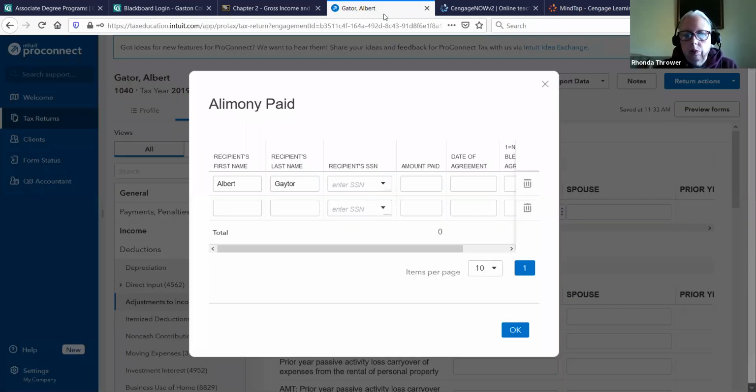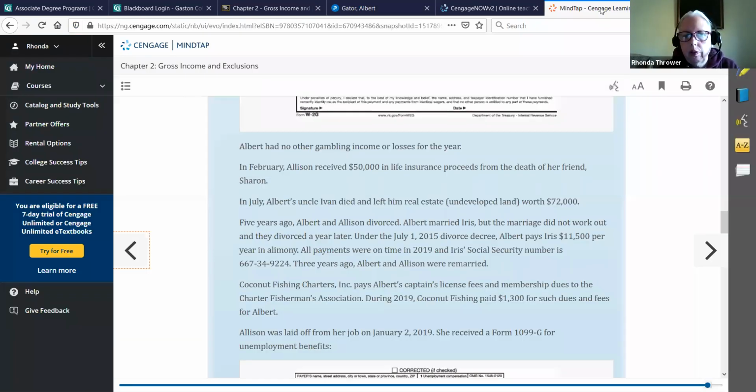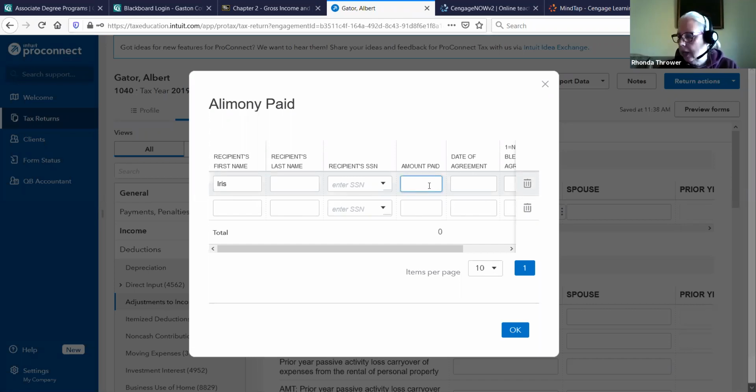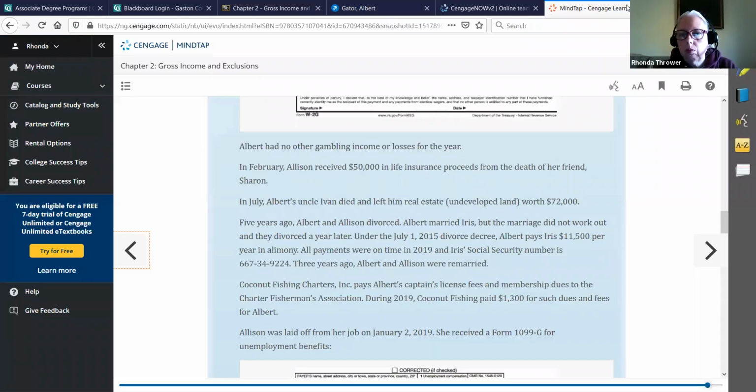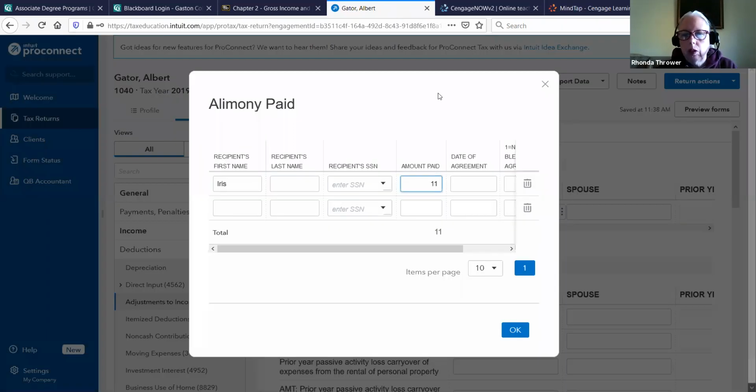So I'm going back to Albert Gator. Oh, I'm sorry, I've got the wrong thing in here because that says recipient's first name. So that would be Iris. So let me make this correct. And let me see what her last name was. Well, we don't know what her last name is, but we do know her social security number. So I'm going to record that in the amount paid. And the amount paid was $11,500.